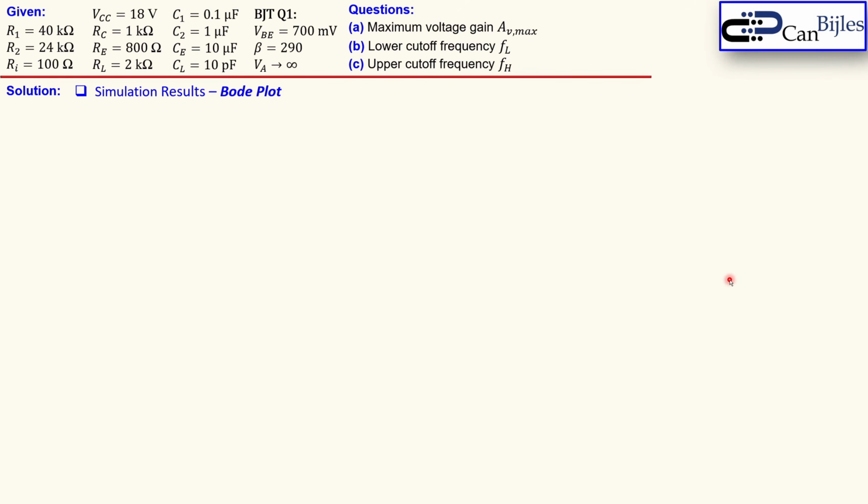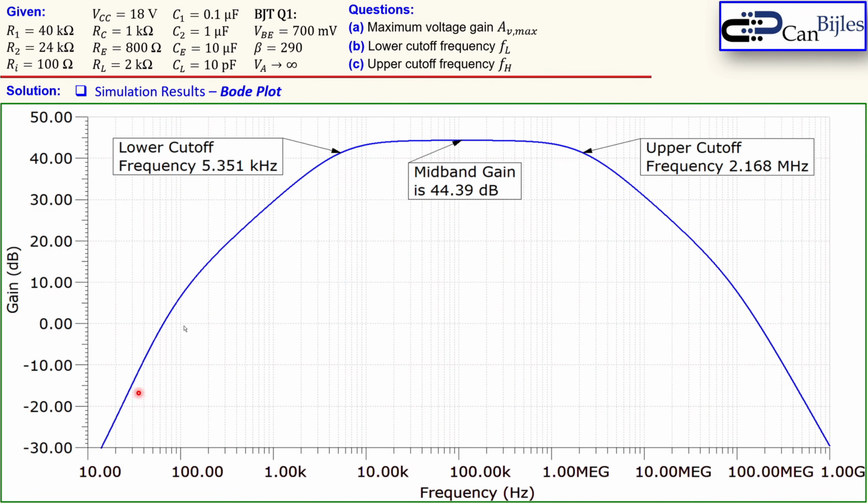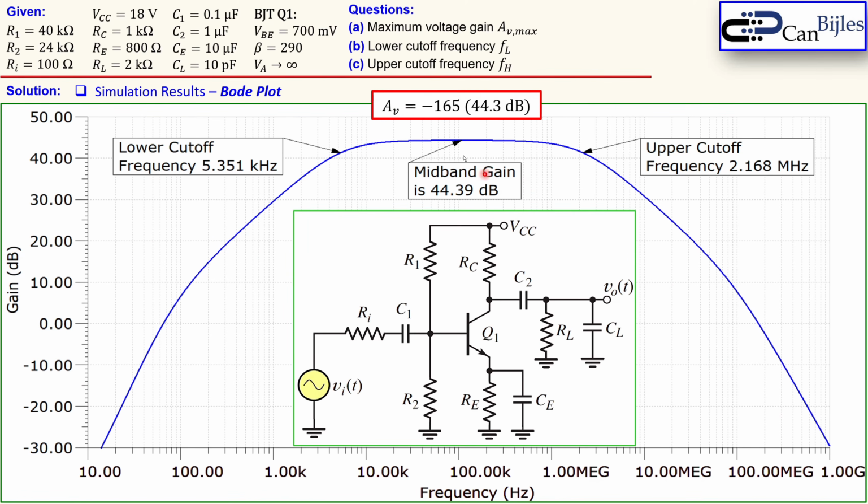Okay, let's now look at the simulation results, the Bode plot, where we see all the data, and we can also verify now the gain, the lower and the upper cutoff frequencies. So this is the gain. You see here in blue the gain in the Bode plot. This is the gain, this is the frequency running from 10 Hertz up to 1 gigahertz. Now you see the circuit again, and you see here the gain we have calculated, which is the midband gain, which is 44.3 dB, which is very close to what we see here. So this is very nice.